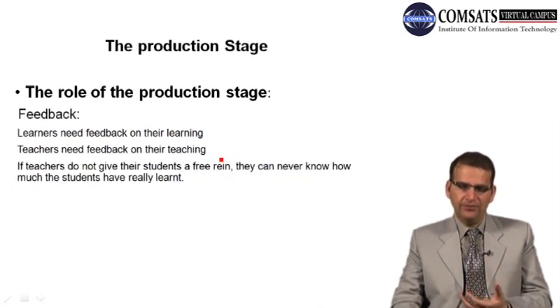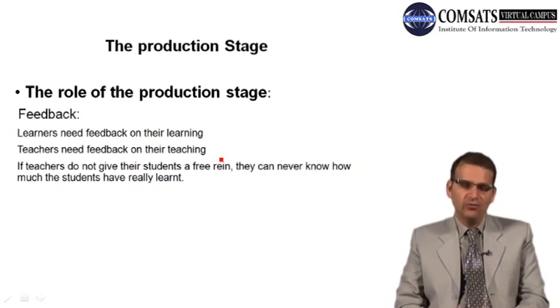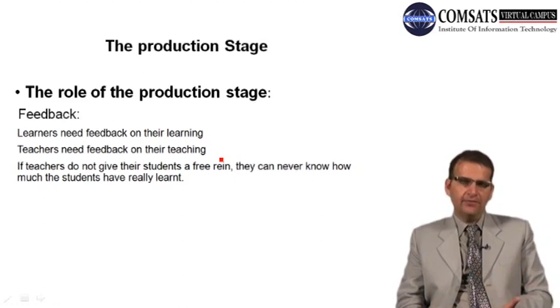So the experimentation stage is a phase of this role of the production stage, where the learner experiments and he learns. Then of course, in the role of the production stage, feedback is also important, right? So what is feedback? Learners need feedback on their learning. If the learner does well, definitely his group members can appreciate him, the teacher can appreciate him. So that feedback again motivates the learner that he is doing well.